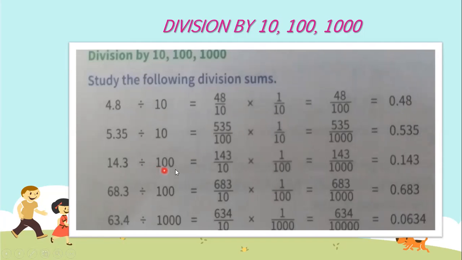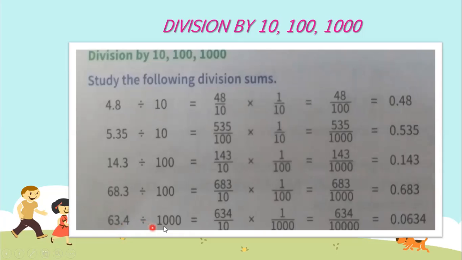Next, 14.3 divided by 100. So 143 by 10, as after the decimal here only 1 place is there. And 100 means 1 by 100. So 143 by 10 into 100, 1000. So 1000 means 3 places before, 0.143. Next, 68.3 divided by 100. So 683 by 10, after the point 1 decimal place, and 100 means 1 by 100. 683 into 1 is 683, and 10 into 100 will become 1000. So 683 by 1000 means the value is 0.683.